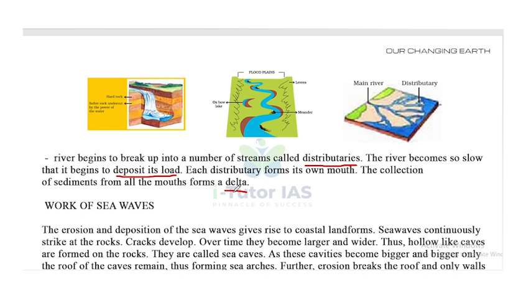We know the Ganga-Brahmaputra plain forms a delta. Now look at this picture. This is the levee, the floodplain, and this is a meander. This is a meander, and the meander gradually changes into an oxbow lake. So this is the oxbow lake.